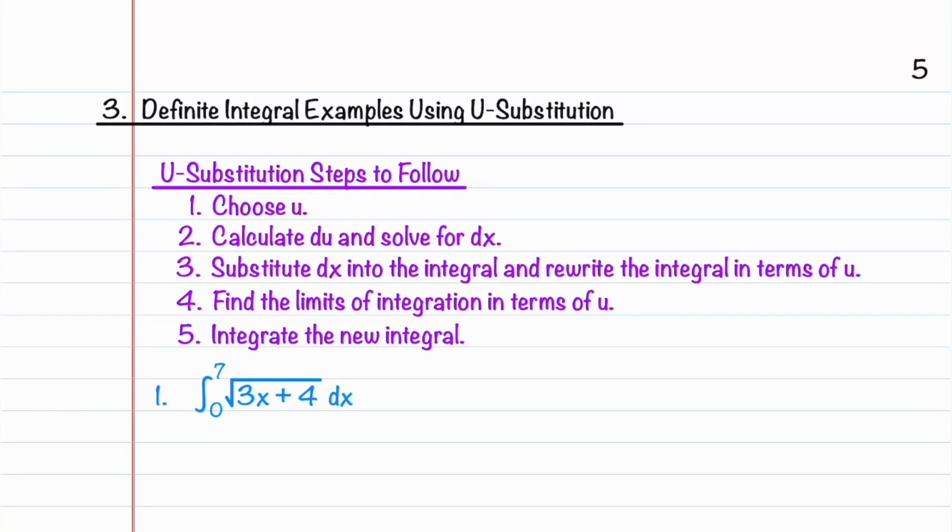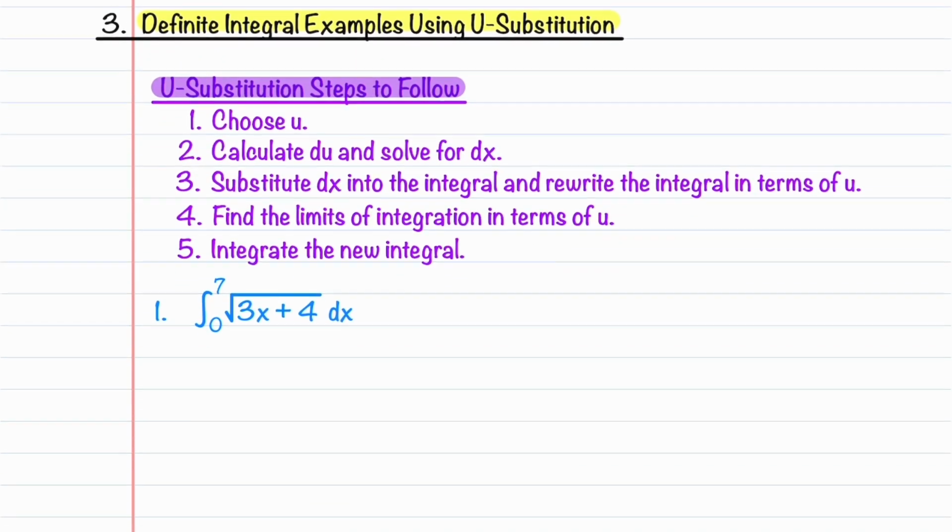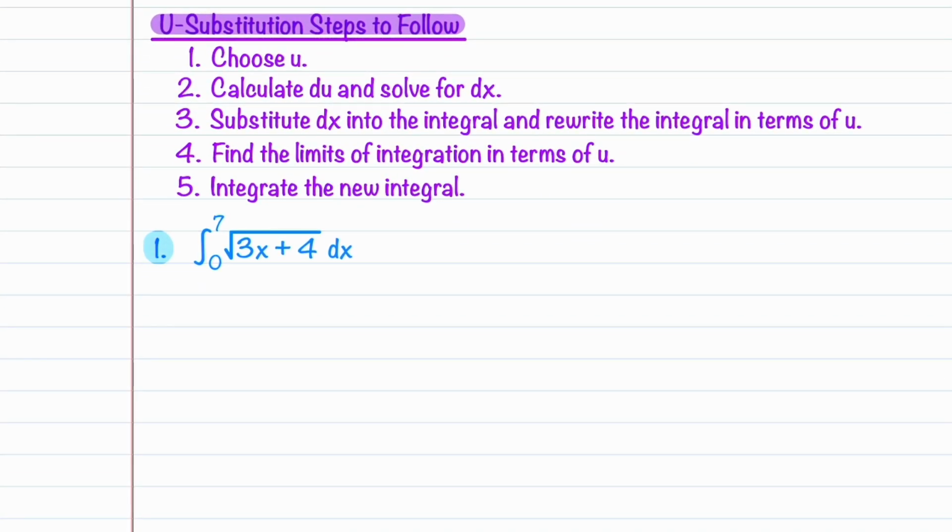We're going to walk through how to evaluate two definite integral examples using U-substitution. To make things easier, I've listed 5 simple steps that we can follow to make U-substitution easier, and we'll walk through these steps one by one as we walk through both examples. In our first example, we are going to integrate the square root of 3x plus 4 from 0 to 7.